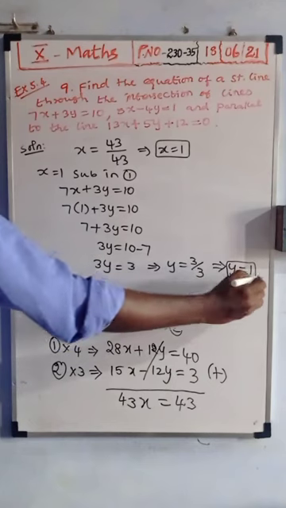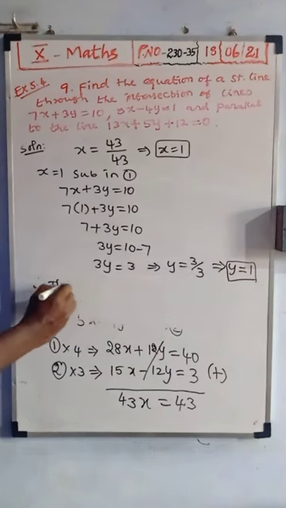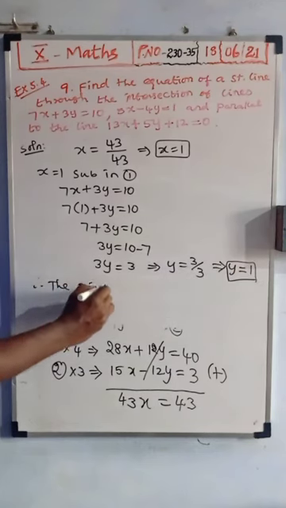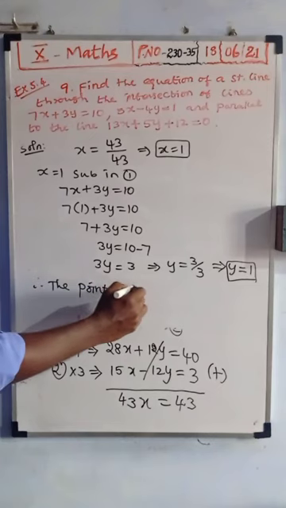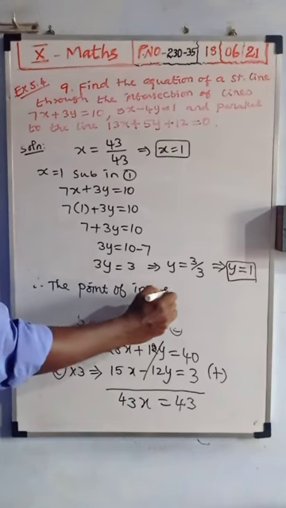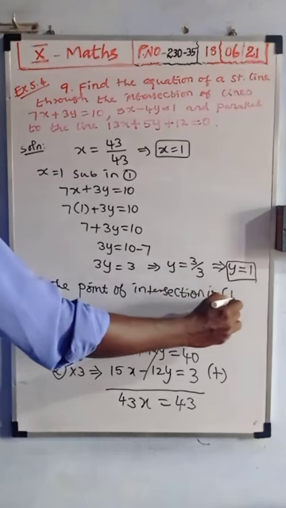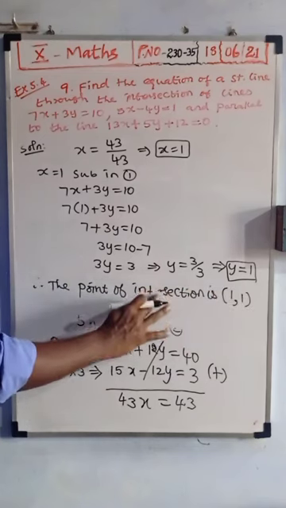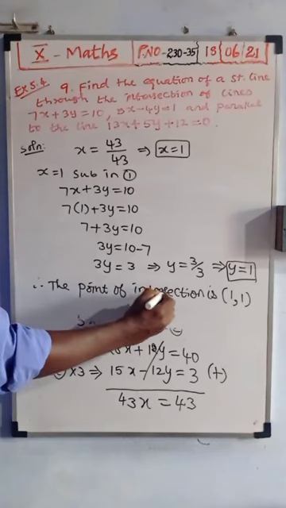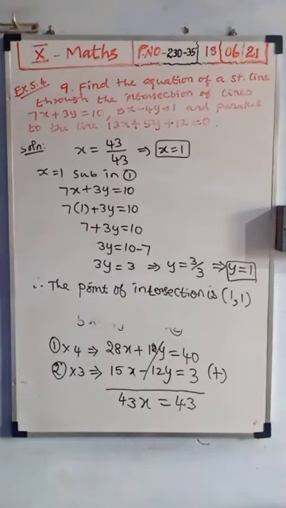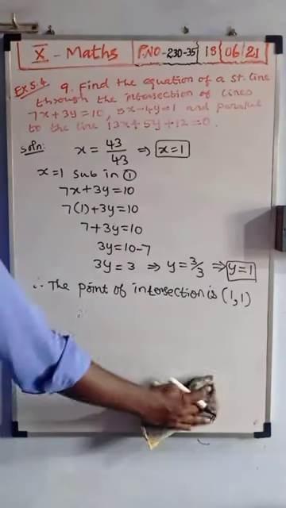Here, therefore, the point of intersection is 1 comma 1. Okay, so we received a point of intersection.